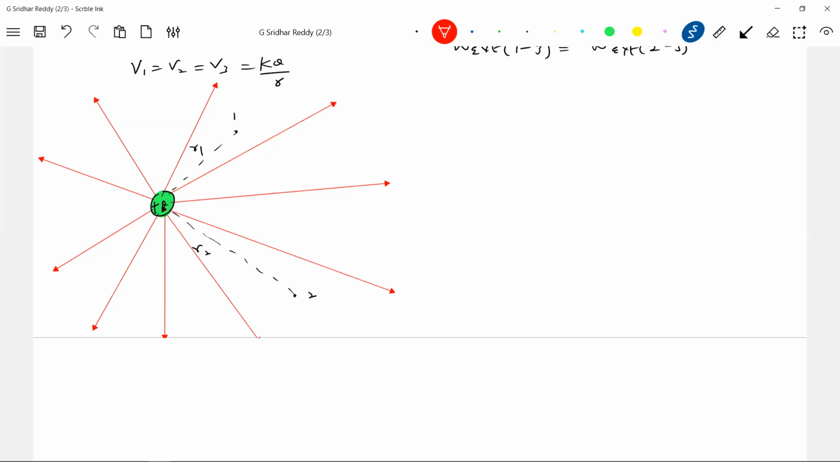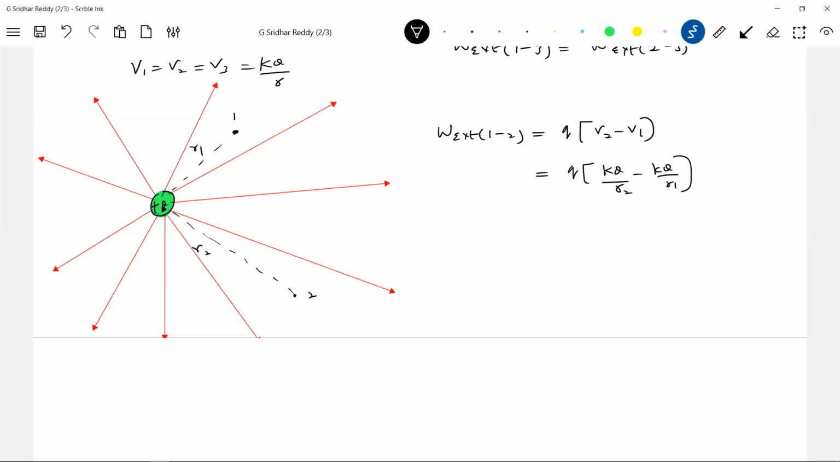You see this? There's a point. From here, I wanted to move this one. So how is the path? It's left to him. So what is the work done by the external agent in moving a charge from 1 to 2? The formula will be: work done by the external agent in moving a charge from 1 to 2 should be equal to the charge into V2 minus V1, that is, KQ by R2 minus KQ by R1. This much of work it should do.